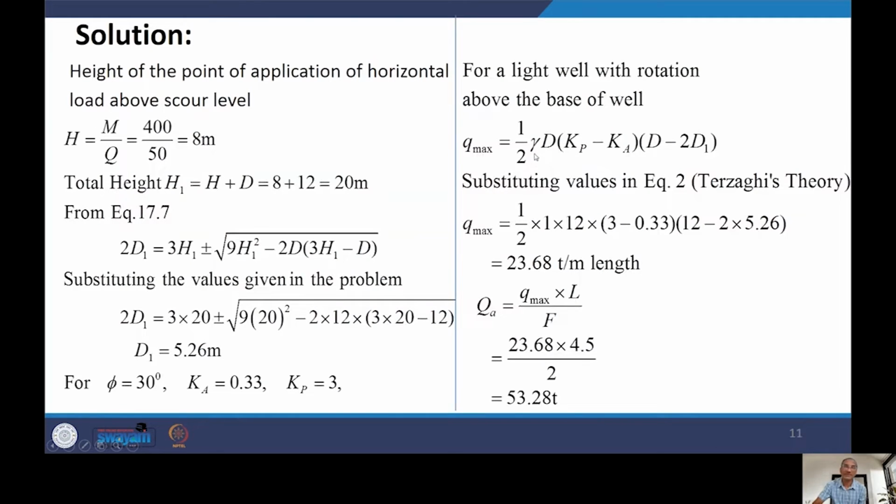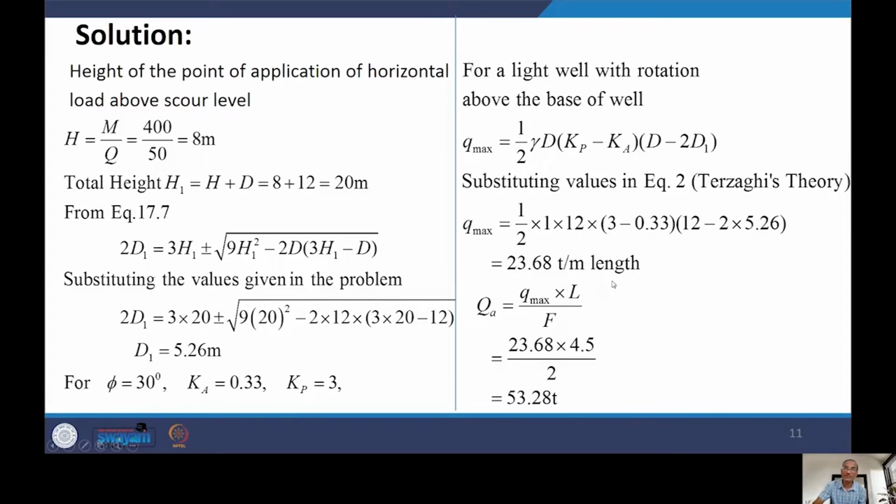Because for the saturated grade, gamma should be the submerged unit weight. So gamma is 1, D is 12, and 3 minus 0.33 divided and multiplied by B minus twice D1, where D is 2 into 5.26. So with that Qmax, you can find the value, which is 23.68 ton per meter length.